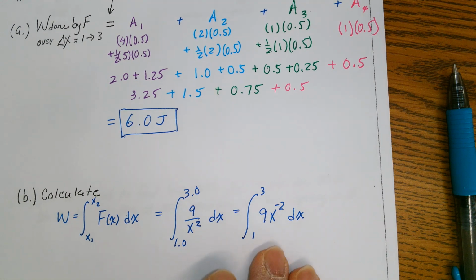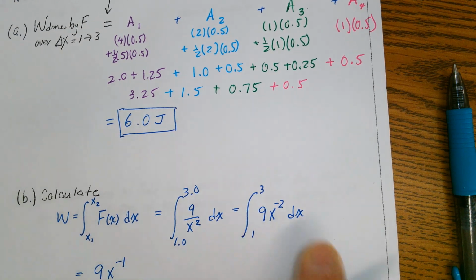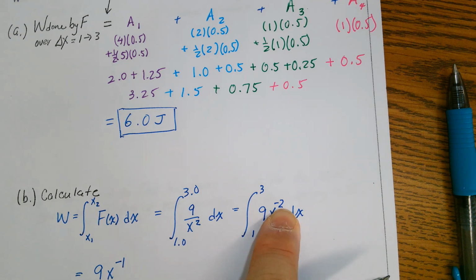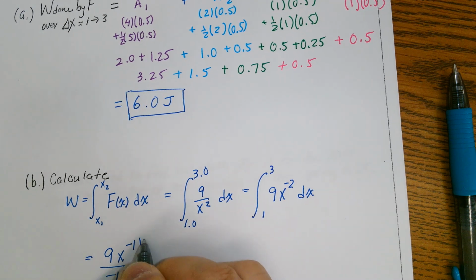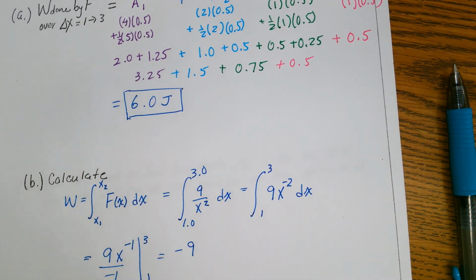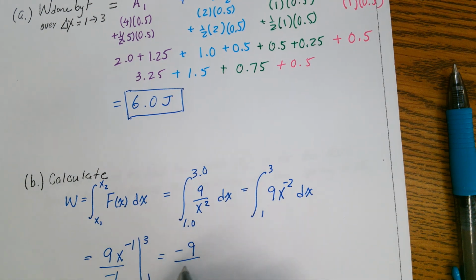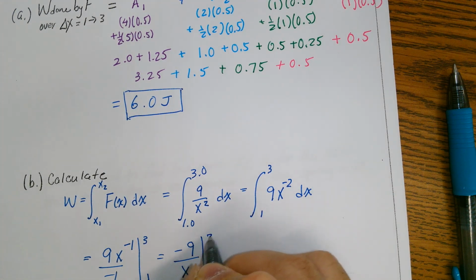And since integration is like antiderivative, so antiderivative will be adding a power. So you get 9x to the negative 1, because if we add a power, it becomes negative 1. Divide that by negative 1. Evaluate it from 1 to 3. So let's rewrite this without the negative power here. So this negative 1 can be negative 9 over x at the bottom. Okay? And then, if we evaluate that from 1 to 3, let's see what we get.